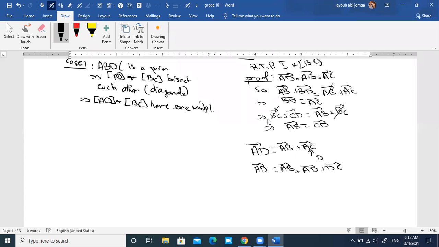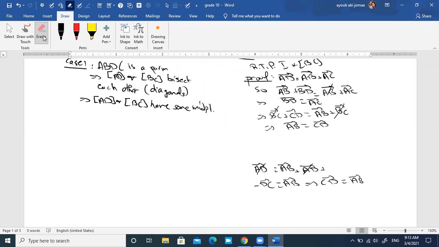right? Move everything to the left side. AD and AD, they cancel out each other. Then negative DC is equal to AB, which means that CD is equal to AB. Right? Okay. How can we continue?